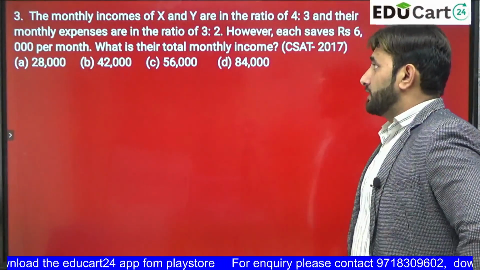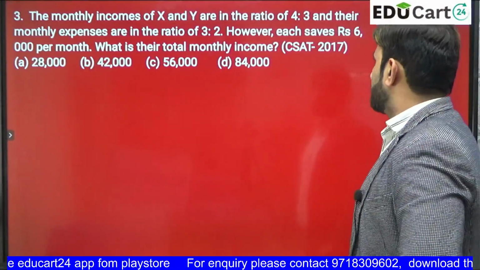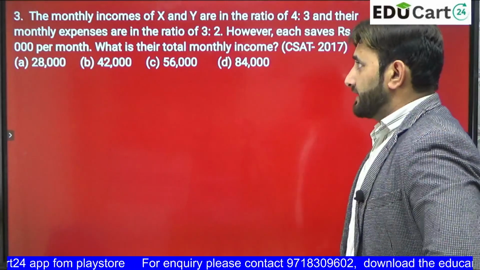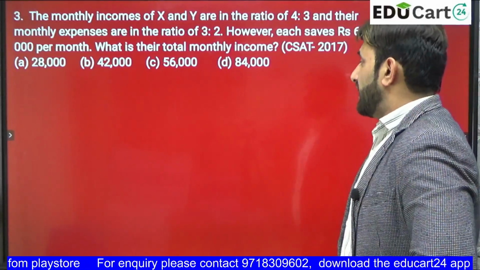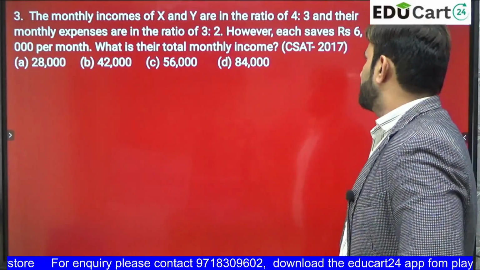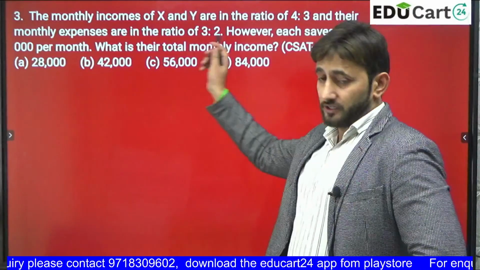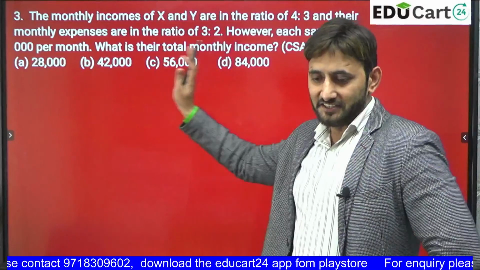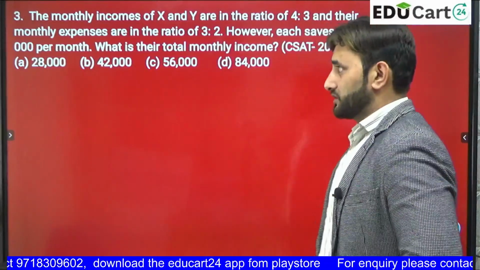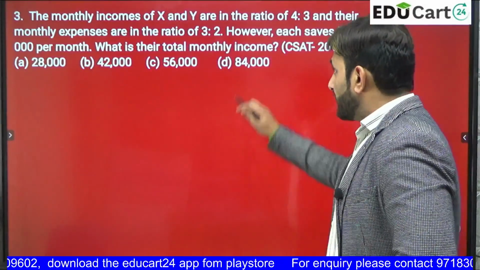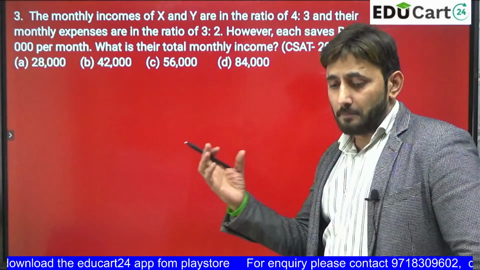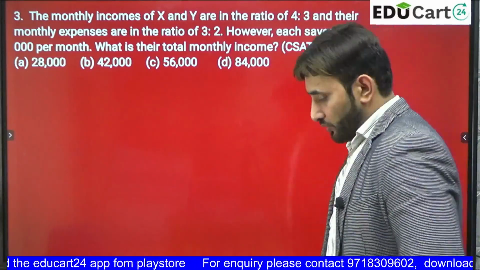The monthly incomes of X and Y are in the ratio 4:3, and their monthly expenditures are in the ratio 3:2. However, each of them saves rupees 6,000. What is their total monthly income? Combined income they are asking. Quickly reply.